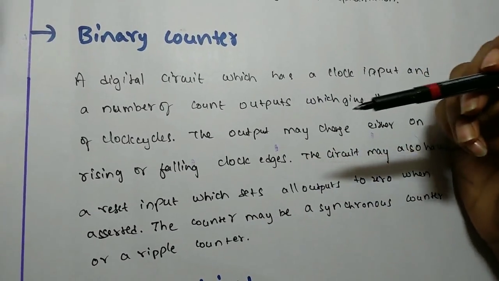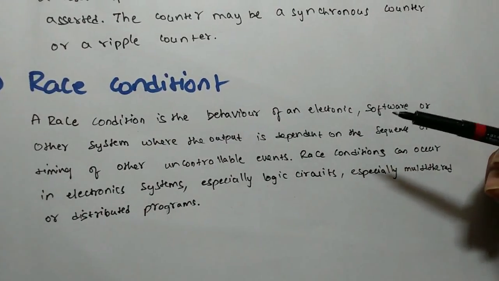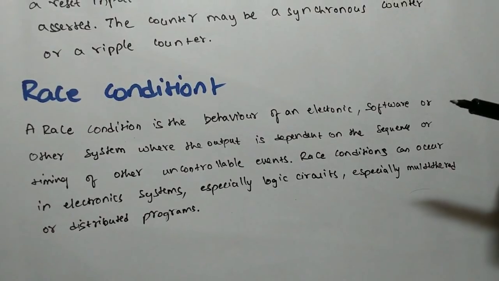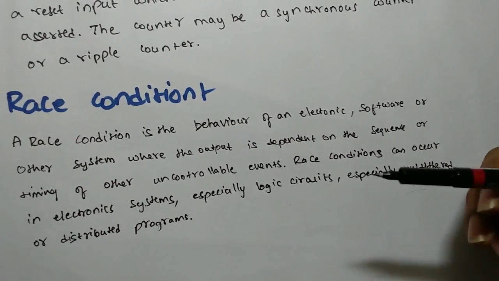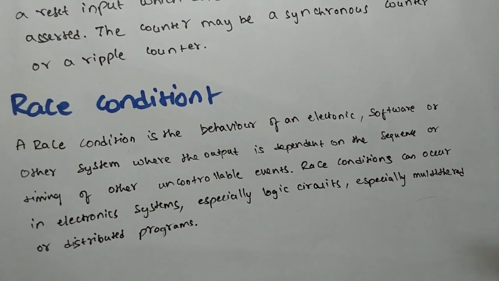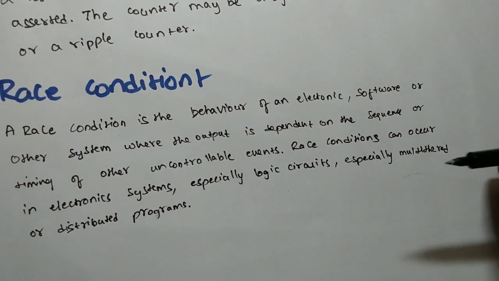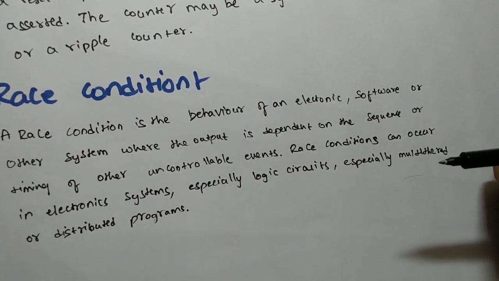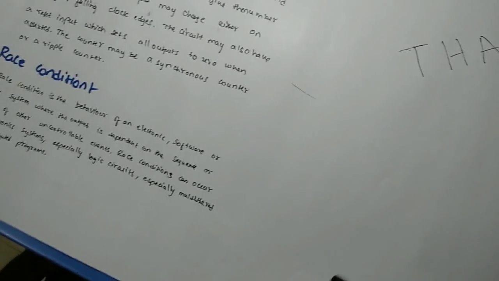So next I am going to tell you what is a race condition. A race condition is the behavior of an electronic, software or other system where the output is dependent on the sequence or the timing of other uncontrollable events. Race conditions can occur in electronic systems, especially logic circuits, and multi-threaded software. So we have discussed only the basic concepts in digital logic.